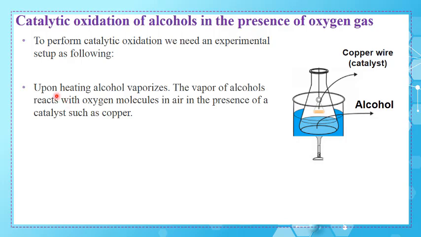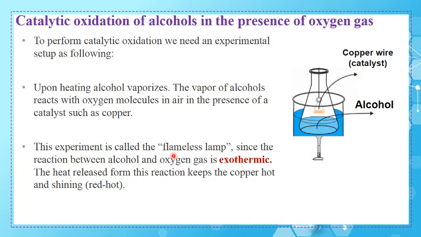So here, look what we have. Upon heating alcohol, it vaporizes. So the vapor of alcohols reacts with oxygen molecules in air in the presence of a catalyst such as copper. As I said here, alcohol is heated, the vapor goes out. Here there is a contact with oxygen coming from air. So this alcohol reacts with oxygen and the oxidation occurs. Actually, this experimental setup is called the flameless lamp. Why? Since the reaction between alcohol and oxygen is exothermic, the heat released from this reaction will heat this copper wire that will shine. This is why we call it the flameless lamp, as if it's a lamp.